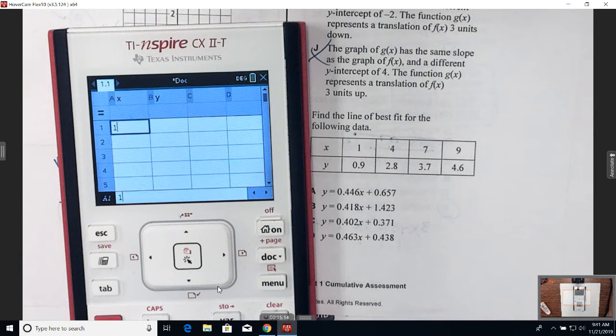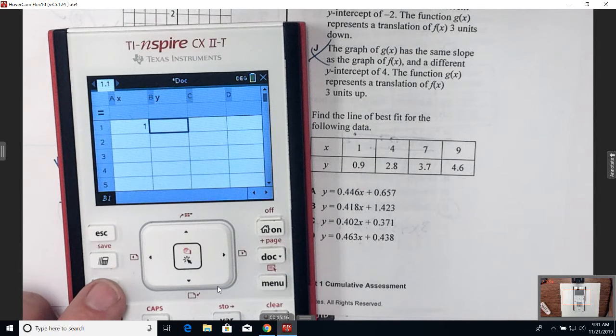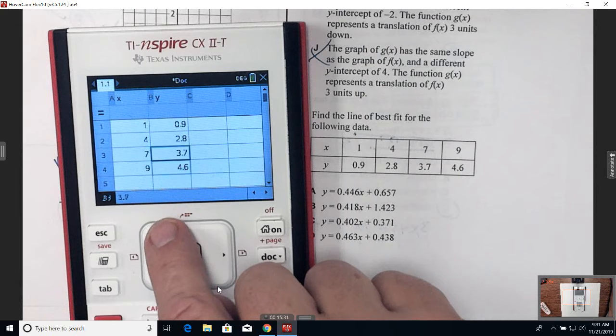We're going to title this X and this Y. And then my X is 1. What else is X? 4, 7, 9. Likewise, we'll do the same thing here. So I got a 0.9, 2.8, 3.7, 4.6.